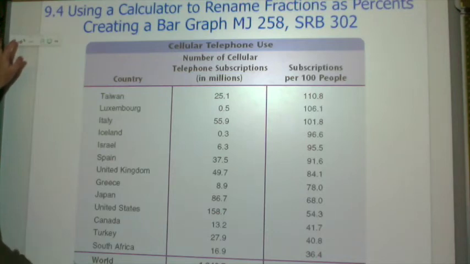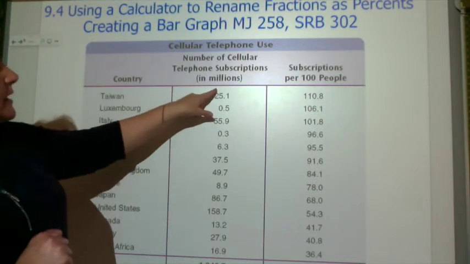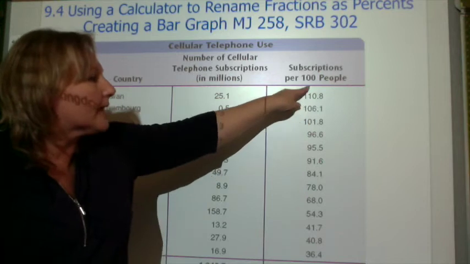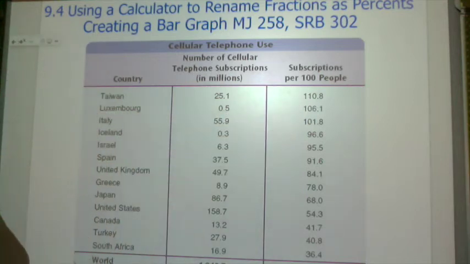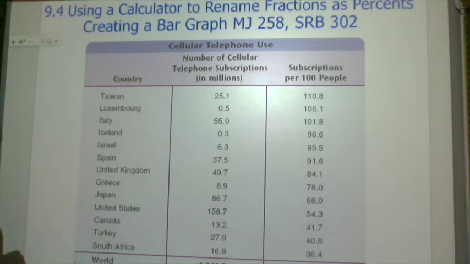There's that same page right there. So you're looking at, here's Taiwan, number of telephone subscriptions in the millions. You're looking at this number right here, 110 and 8/10. So see if you can figure out about where that would go on the graph.